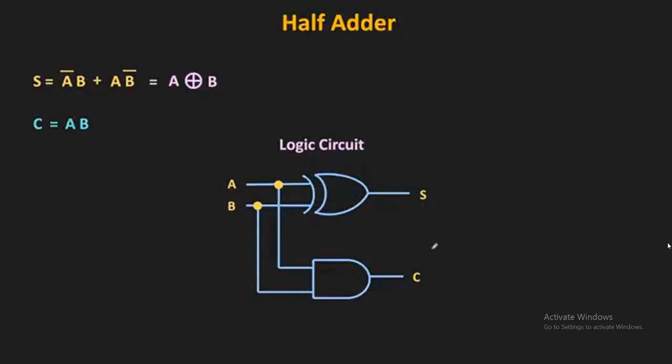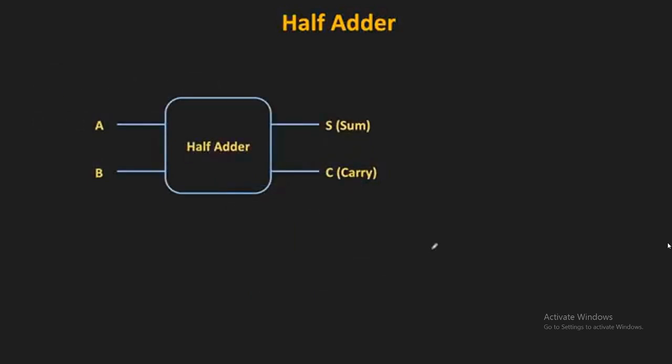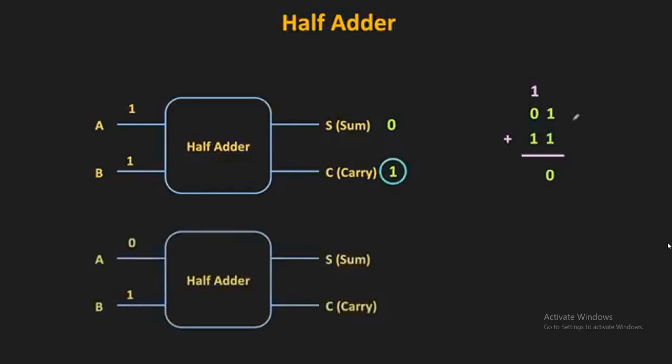But if there is an incoming carry from the previous addition, then we cannot add that carry using this half adder. For example, let's say when we add these two binary numbers, now the LSB of these two binary numbers can be added using half adder because during the addition there is no carry. So after the addition, this sum bit is equal to 0 and the carry is equal to 1.